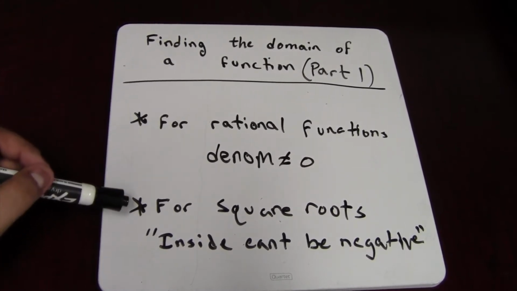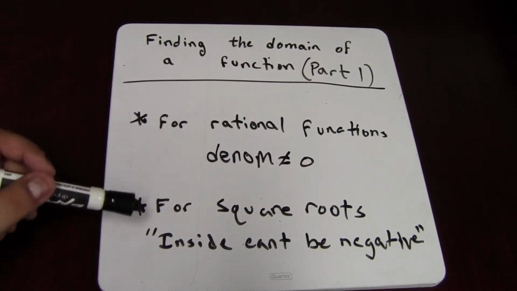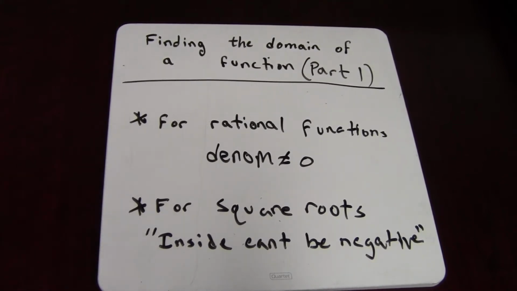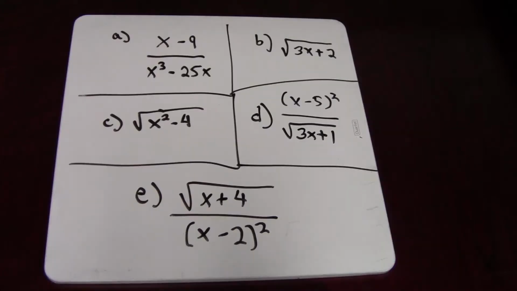The second point involves square roots. When we're finding the domain of a function that is a square root, we want to find all the values that make it not negative. So those are the 2 cases here. Let's take a look at some of the problems that we're going to look at, and then we'll move on to actually solving them. Okay, here are the problems that we're going to examine.